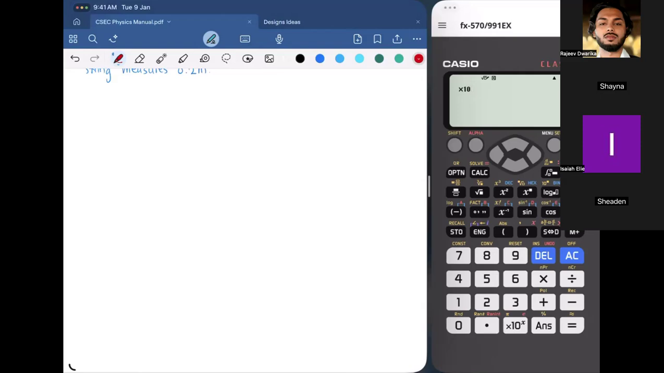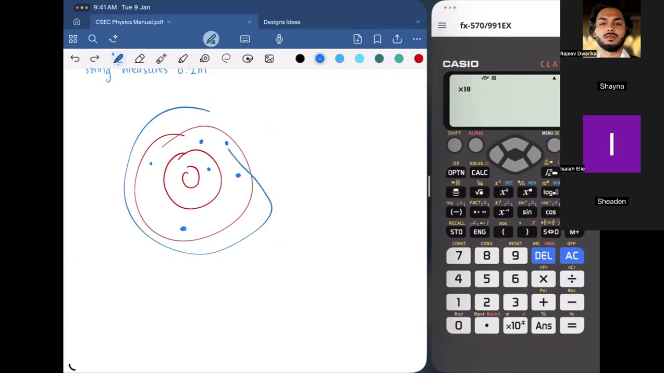Okay. What is the difference between precision and accuracy? We're going back far with this one. Let me just give you an example. Okay, is this precise or accurate?